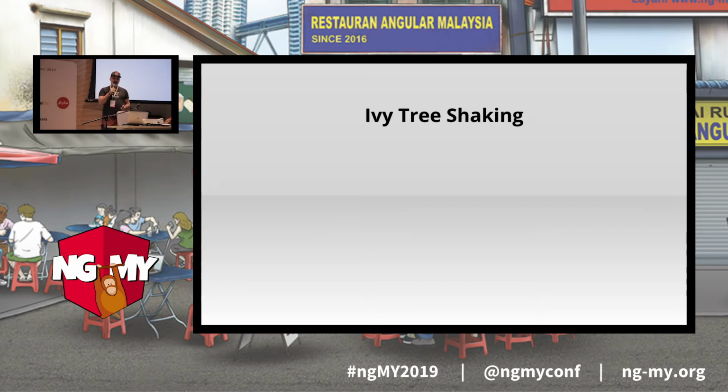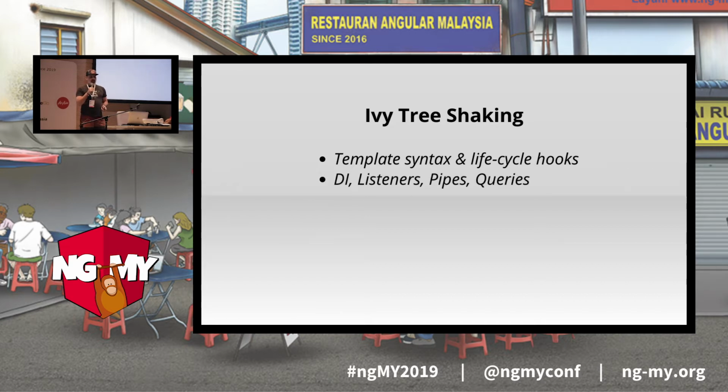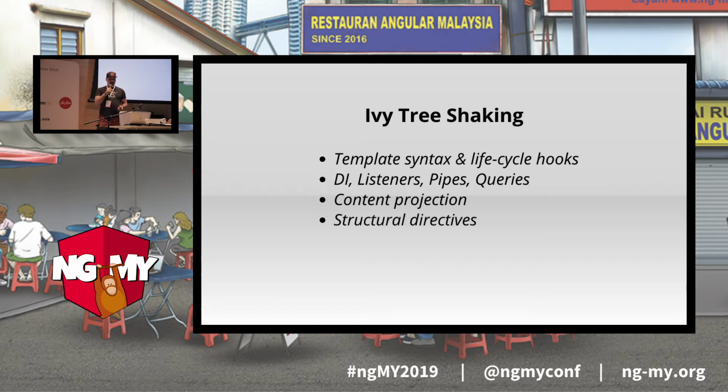Okay, so Ivy tree shaking. So how do we get to smaller bundles? The main thing that Ivy is doing is improving the tree shaking. And today it can tree shake a few things. It can tree shake the templates, and that's mostly the main task for the renderer. It can also find if you are not using a lifecycle hook, and it will just remove it from your bundle. And it does the same with these different pieces of Angular, so it will take dependency injection and remove dependencies that you are not using in your code. It will do the same with listeners, pipes, queries, content projection, and also structural directives. You can probably imagine that they will be adding more of those as they get finished with other areas. So that's quite interesting. We are getting a really good improvement on the bundle size, and we will see more improvements in the future.